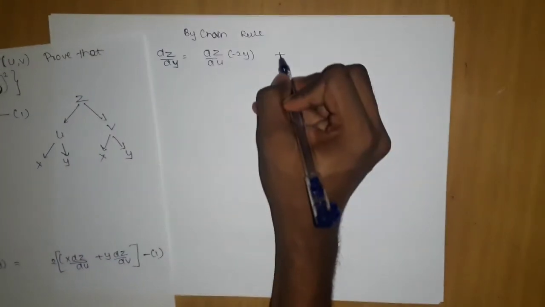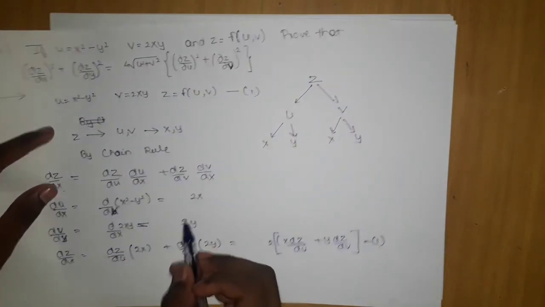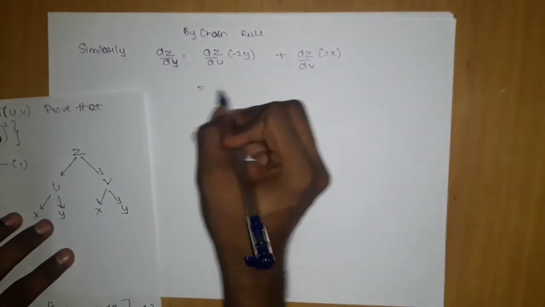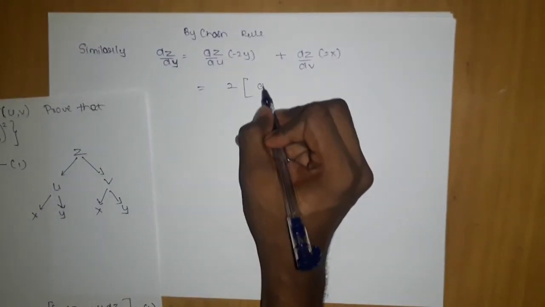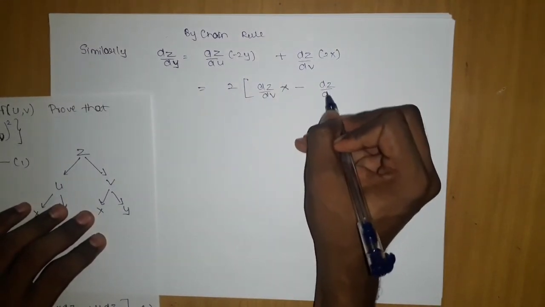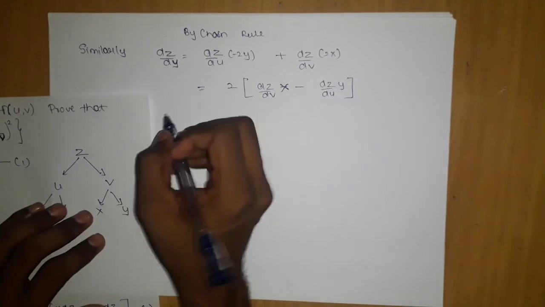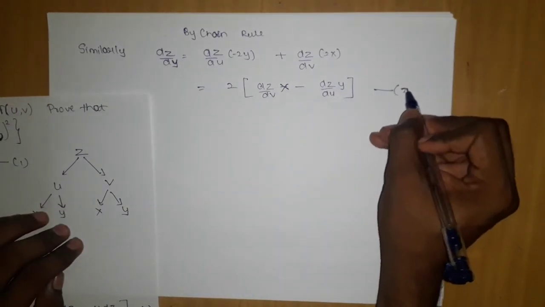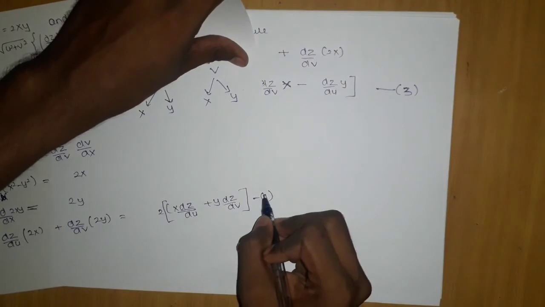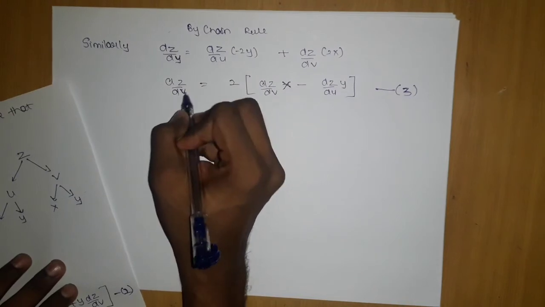Here, if I differentiate this with respect to y, I am going to get minus 2y, plus ∂z/∂v times the derivative of v with respect to y, which is 2x. So 2x, and if I take 2 common, I will be left with ∂z/∂v x minus ∂z/∂u y. So we are getting this thing. Now write it as 3. Okay, sorry for writing this as 1, let me write it as 2. So we got ∂z/∂y.